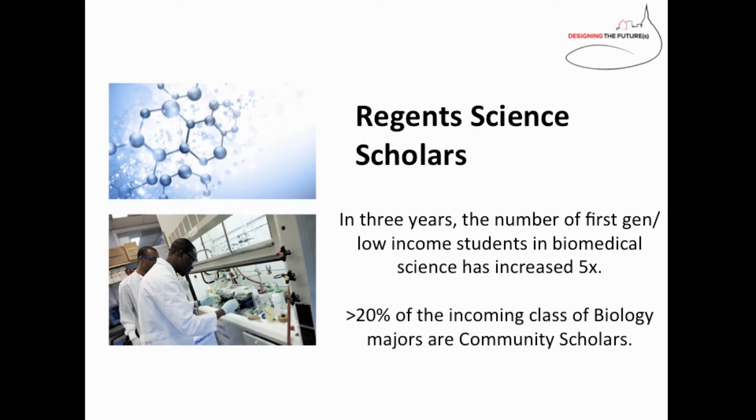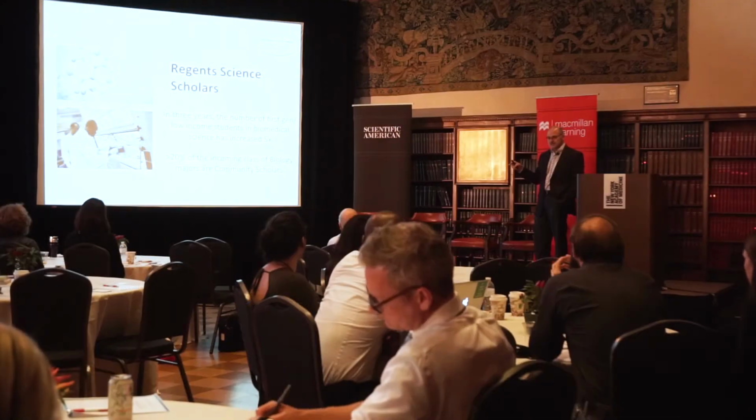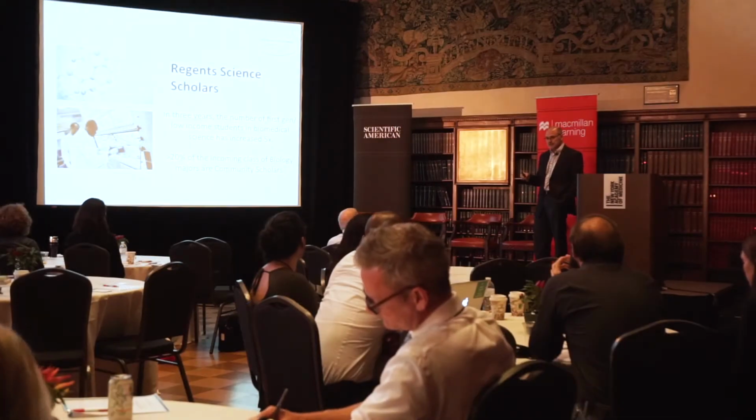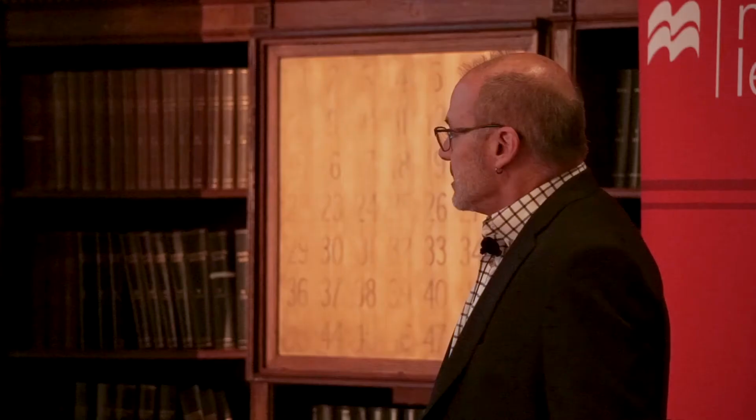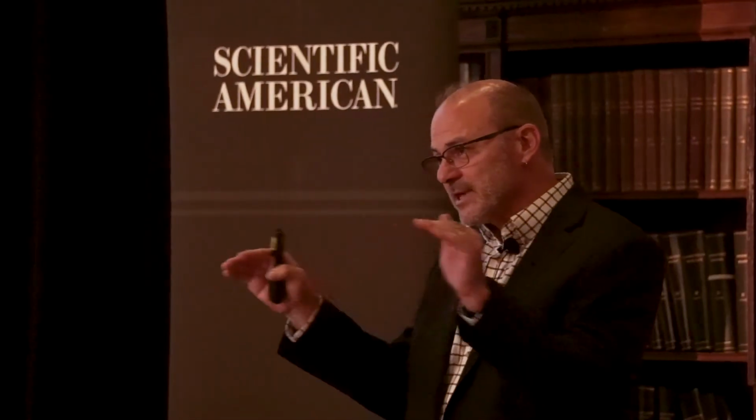In 3 years, we've quintupled the number of first-gen low-income students who are majoring in biomedical majors, and now more than 20% of the matriculating class of biology majors are first-gen low-income students. That was 2% over 3 years ago. Right? This is the most difficult way to get into Georgetown, as a biology major. So I want to tell you a story that took place in this 5-week summer bridge program.